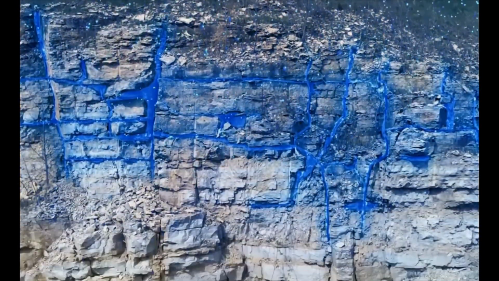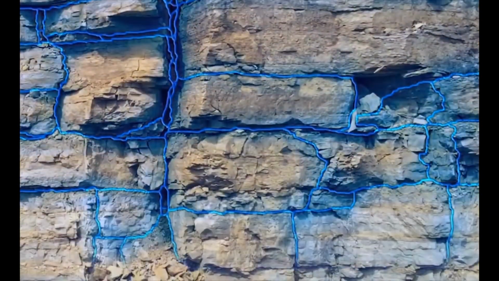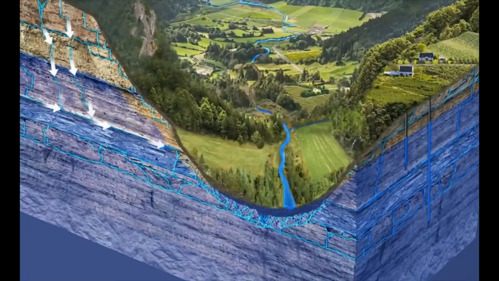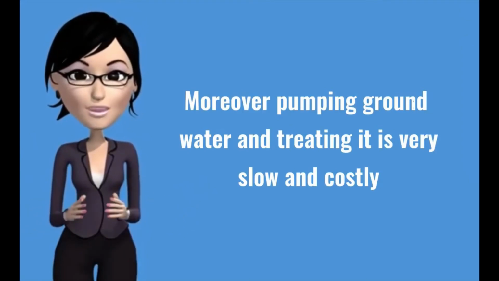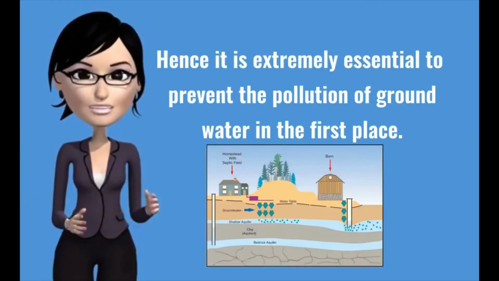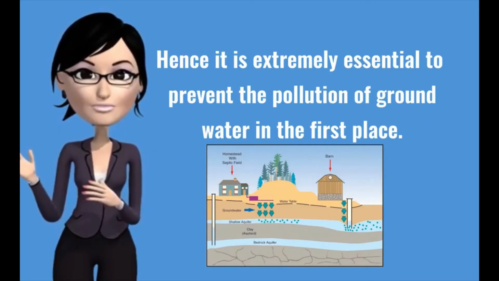Groundwater flows are slow and not turbulent, hence the contaminants are not effectively diluted and dispersed as compared to surface water. Moreover, pumping groundwater and treating it is slow and costly. Hence, it is extremely essential to prevent the pollution of groundwater in the first place.